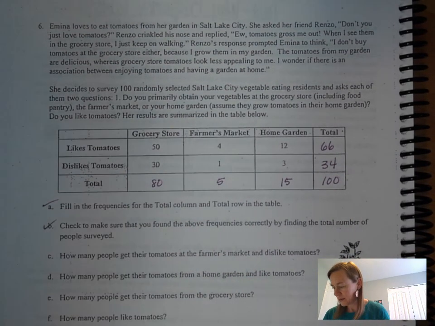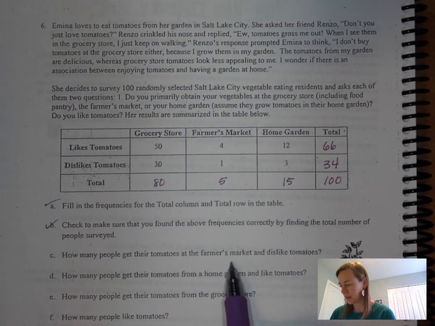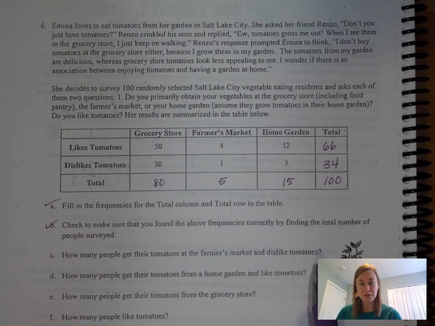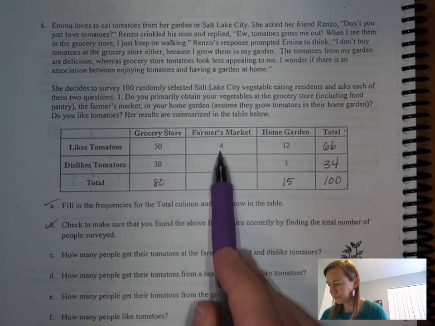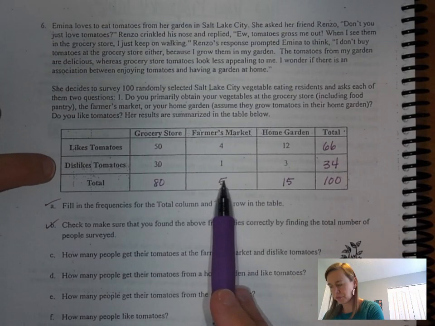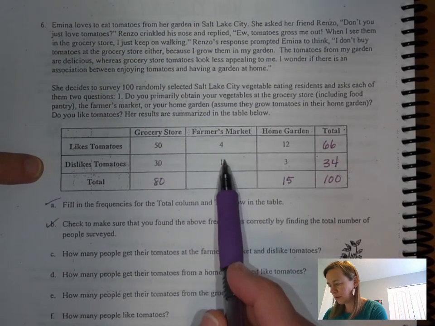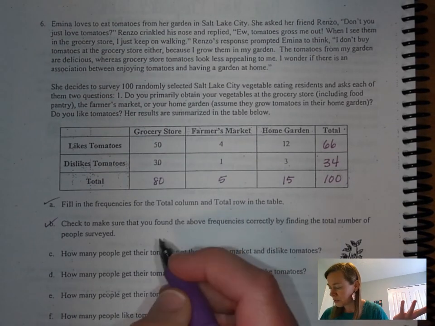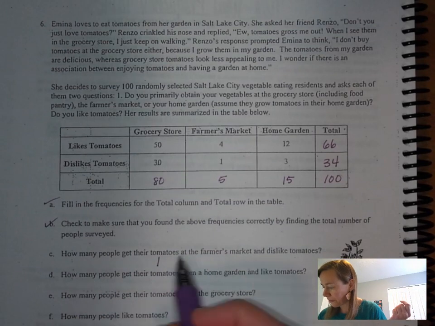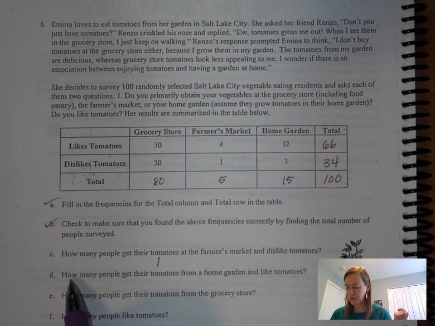Awesome. Let's keep going. How many people get their tomatoes at the farmer's market and dislike tomatoes? Okay, so let's see. Farmer's market is this column, and dislikes tomatoes is this row. So farmer's market and dislikes tomatoes, it looks like those overlap right here where the number 1 is. So just one person out of 100. So we're just going to write one person gets them at the farmer's market and dislikes tomatoes. Okay, cool. Let's go to part D.